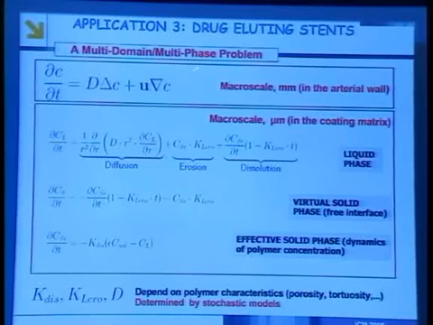So it's a diffusion-advection process. U is the velocity field which is provided by the Navier-Stokes equations. Then you have the liquid phase, the virtual solid phase, and the effective solid phase. And you have critical quantities that depend on the polymer characteristics, and they are determined by stochastic models. So you're trying to use a micro description based on the stochastic approach and a macro description based on differential equations, say.